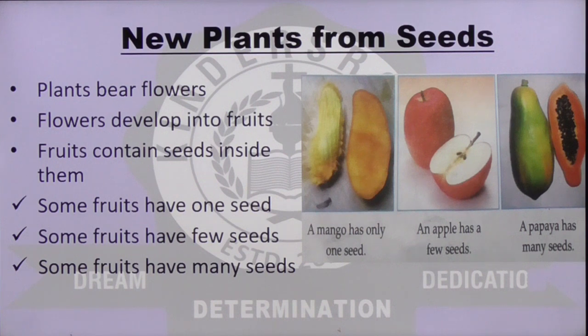Now you know where we get the seeds from. A mango has only one seed. An apple has few seeds. And a papaya has many seeds.